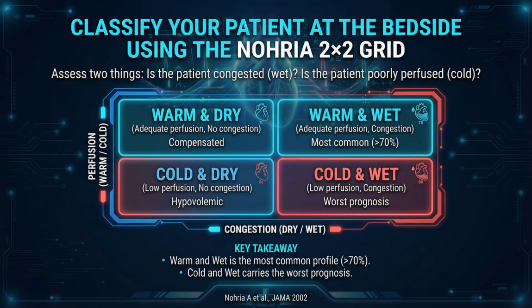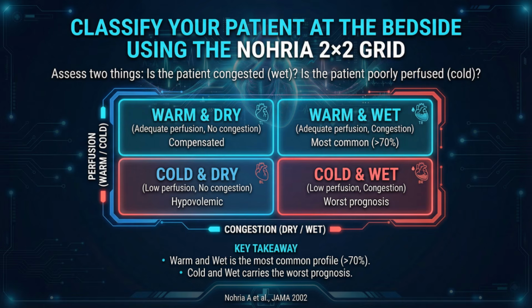Step 1 begins at the bedside. The most important initial question is, how sick is this patient? We can classify them rapidly using the Nohria 2x2 grid. This elegant tool requires you to assess just two things: congestion and perfusion. Is the patient wet or dry? And are they warm or cold?